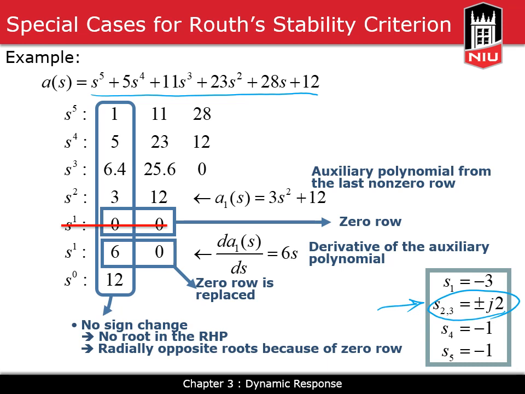By the way, the number of poles that are lying radially opposite is equal to the degree of the auxiliary polynomial. In this case, the auxiliary polynomial is of degree 2. That means there are two poles lying radially opposite from each other on the s-plane, and that is also confirmed. This is a stable system because there is no pole in the right half plane, and those on the j omega axis are not repeated ones. So again, the result is stable.